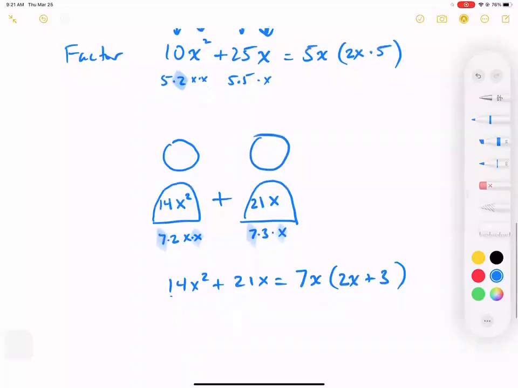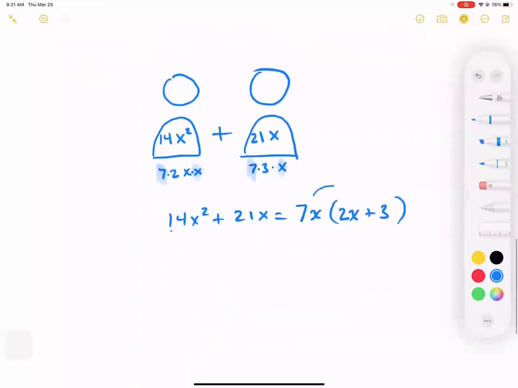We can double check it since we're here. 7 times 2 is 14. X times x is x squared. 7 times 3 is 21. X. We're not changing the value of the problem. We're just rearranging their stuff around.